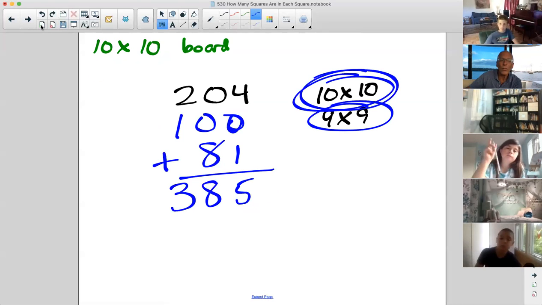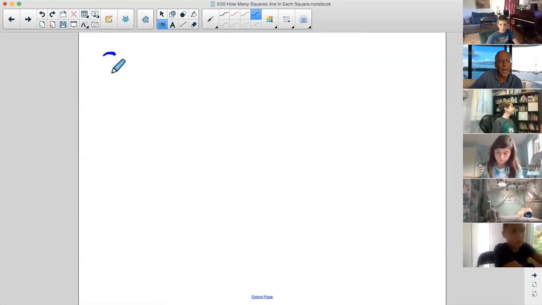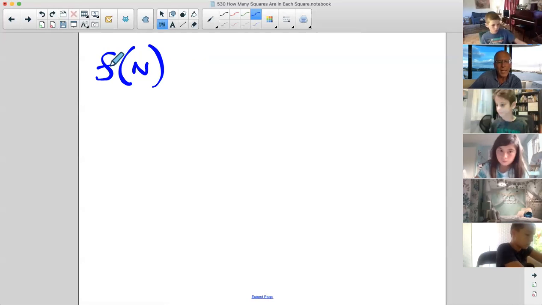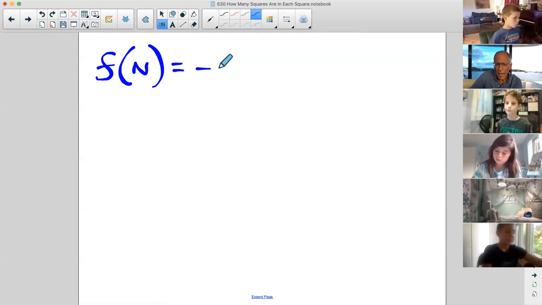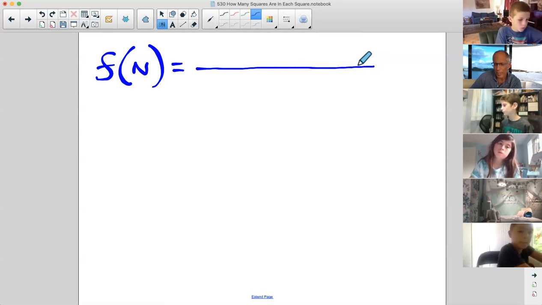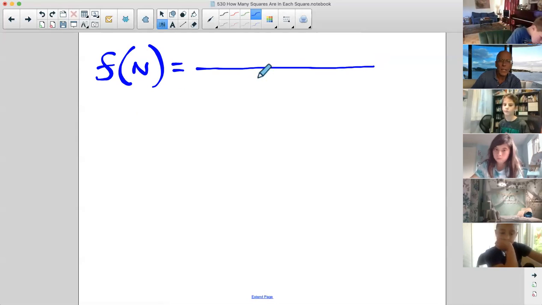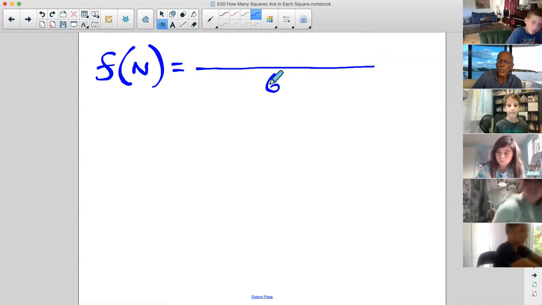Maybe this is an algebraic formula. Everybody write this down. So I want you to write down f of n. So f of n is like an italicized f, a parentheses with an n in it. And then I want you to make a long fraction. And that fraction is going to have a denominator of 6. Omer, I don't see you writing this down.